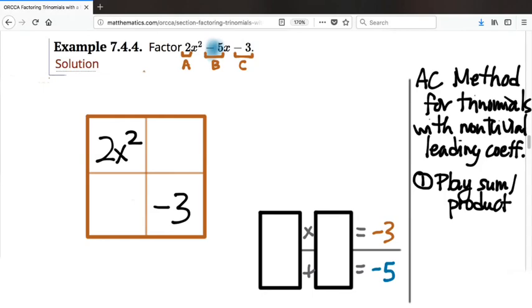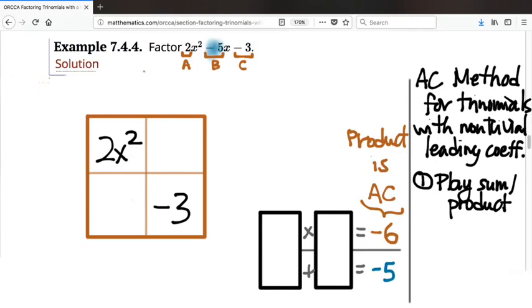That doesn't work when the leading coefficient is not 1. So what we do instead is we multiply together C, which is the constant coefficient, times A, which is the leading coefficient. And so we want the product not to equal just C, but we want the product to be C times A. So what is C times A for this polynomial? 2 times -3 is -6.